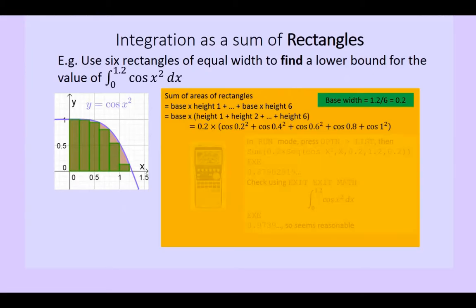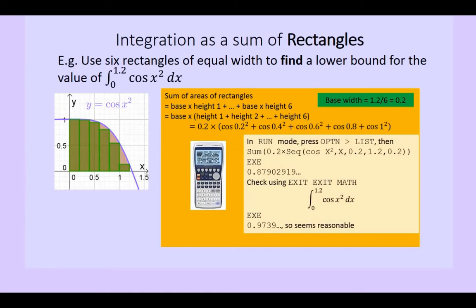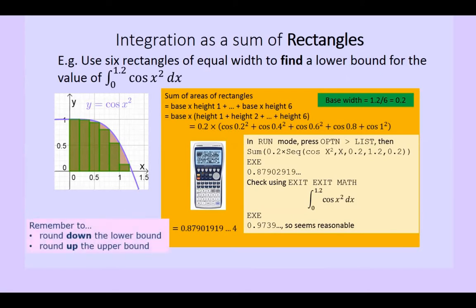So we'll go back in and write that down. Okay, so that's the steps on the calculator, so you can refer to it later, and we get 0.8790 and so on. Okay, now we need to remember that we're looking at a lower bound, so really we ought to round down for that so we don't accidentally step over too far. Okay, so we get 0.879. That's it.